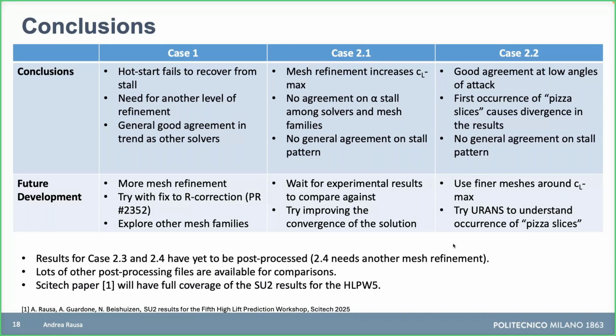So future developments are essentially to try finer meshes and to try improving the convergence of the solution. Maybe if we reach machine zero residuals, or maybe by letting it run longer, we can achieve better results. In the final SciTech paper, there will also be results for cases 2.3 and 2.4. Possibly, if we have the possibility of running 140 million point meshes, contact me. For case 2.4, because it's the third level of refinement, it's already 140 million points.